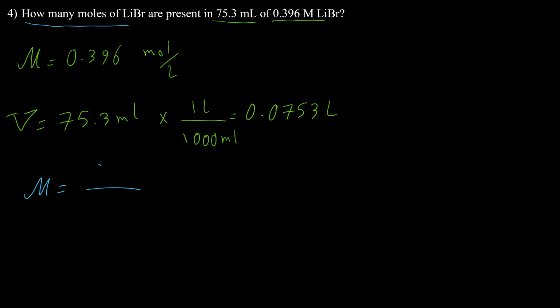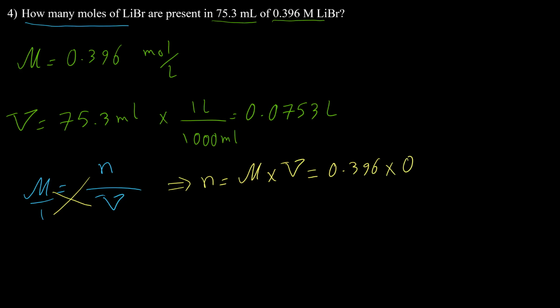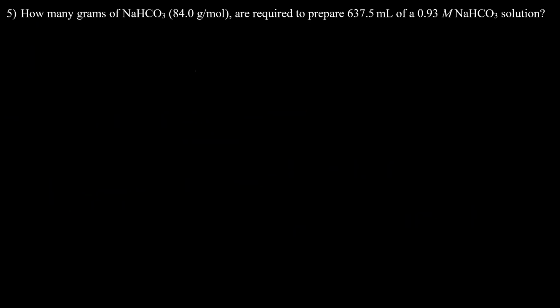So molarity is equal to n over V. If we cross multiply, then n is equal to molarity times volume. Molarity is equal to 0.396 and volume is 0.0753, and the answer is equal to 0.0298 mole lithium bromide.